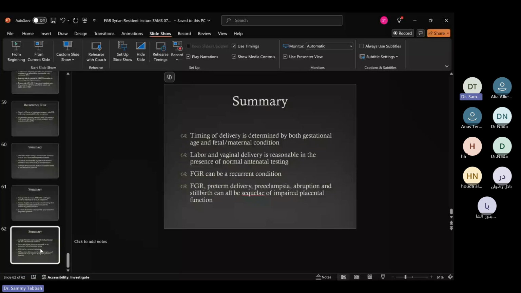And it's important to know as well that those who have growth restriction are at higher risk of having problems during labor, especially risk of abnormal fetal heart tracings and increased risk of cesarean delivery, and that fetal growth restriction can recur in future pregnancies.